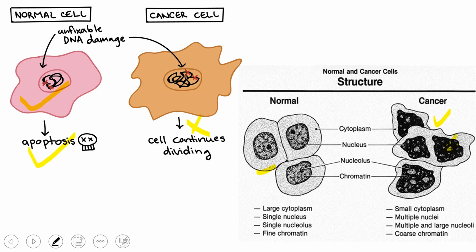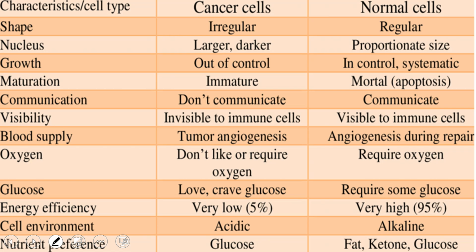In normal cells, more cytoplasm will be there, a single nucleus, a single nucleolus and fine chromatin. Whereas cancer cells will have more DNA, so cytoplasm reduces, with multiple nuclei because more DNA will be duplicated, and coarse chromatin. So these are the basic differences between normal cells and cancer cells. These things we have already discussed in detail. This is just a summary. Cancer cells will have irregular shapes, normal cells will have a regular shape, regular surface, regular plasma membrane.